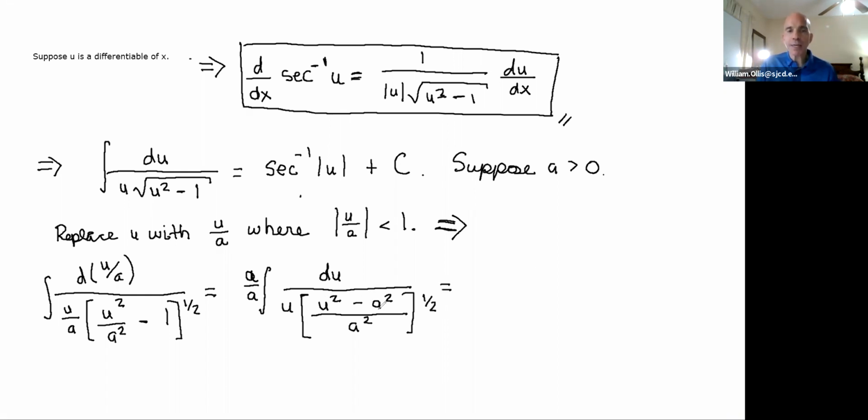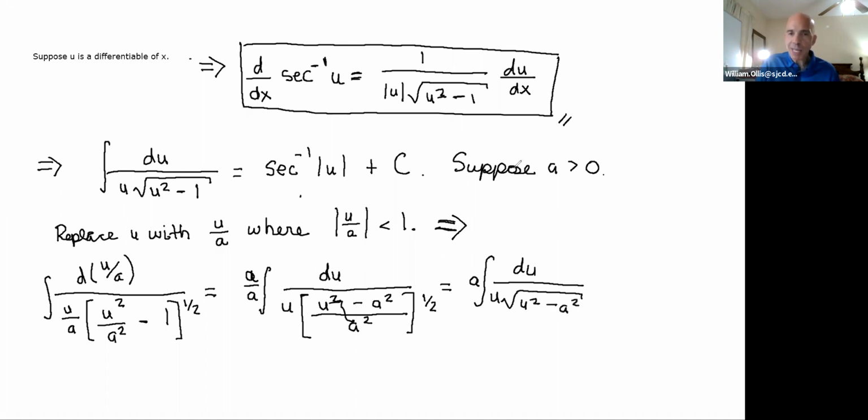So now if you look at this, the a over a, that's just a 1. And now here we have the square root of a squared, which is just the absolute value of a, which is a since a is positive. So again, this is 1 over a, which is just a. Notice here, these absorb, but we're left with a 1 over a. So that gives us du over u times the square root of u squared minus a squared.